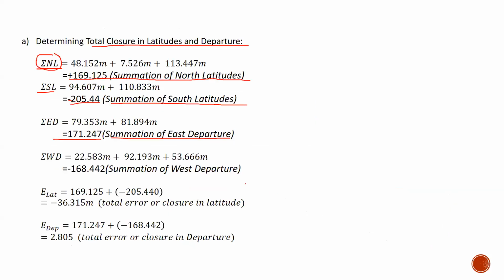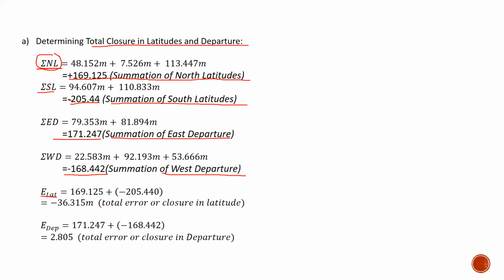Is this correct? We have negative 168.442. Is this correct? Please check. Yes. So that is your summation of your west departure.